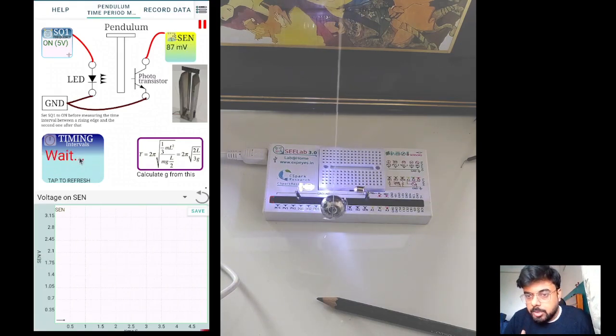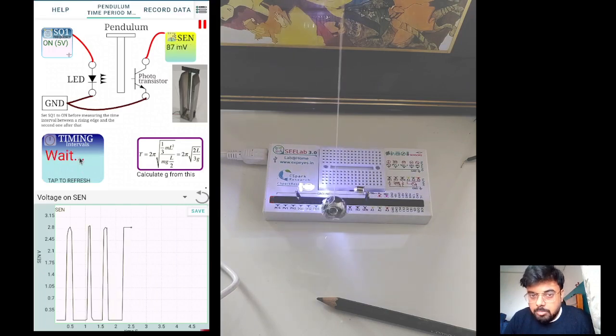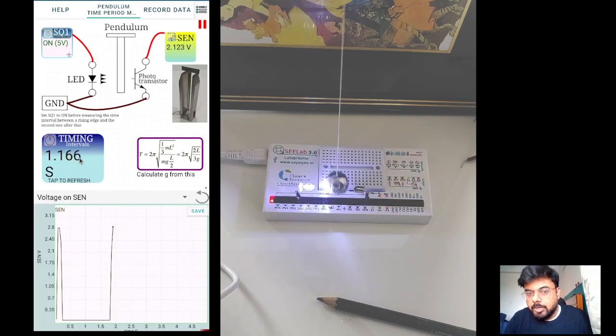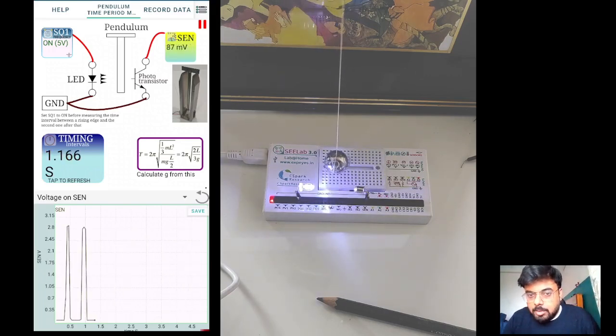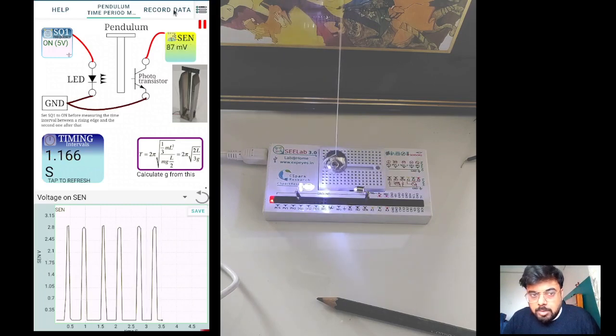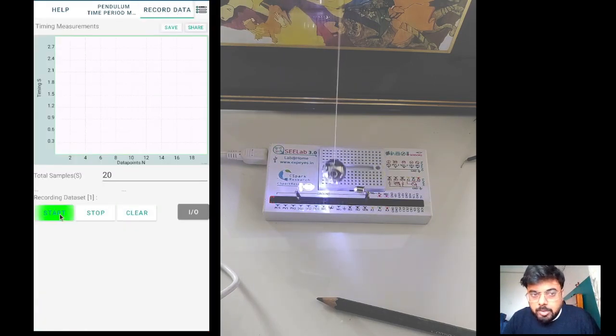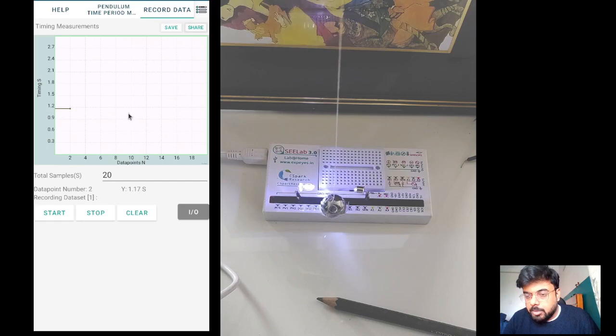Now let's take a few readings just to be sure that it's repeatable. Okay, 1.167, 1.167. So we're getting very repeatable values within a millisecond of error. And this time period, you can also take n number of points by going to the record data tab and then saying, okay, I want to continuously measure and just verify that it's a flat line and that the time period of the pendulum is not changing, which it shouldn't for small angle oscillations. Let's go back here. I'll just stop this.